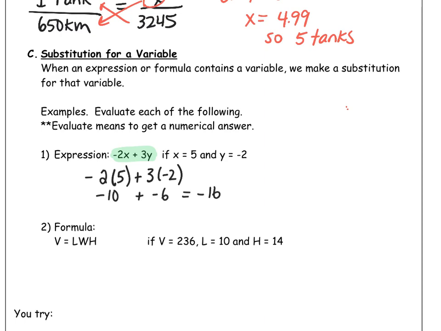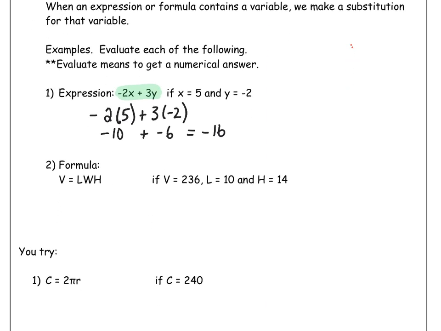Okay, you can do the same thing for a formula, and we did this at the end of the last outcome. So if I have a formula that volume is equal to length times width times height, and volume is 236, length is 10, height is 14. So I'm going to substitute in. So 236 equals, my length is 10, my width, I don't know, my height is 14. So keeping in mind that what this formula means is length times width times height.